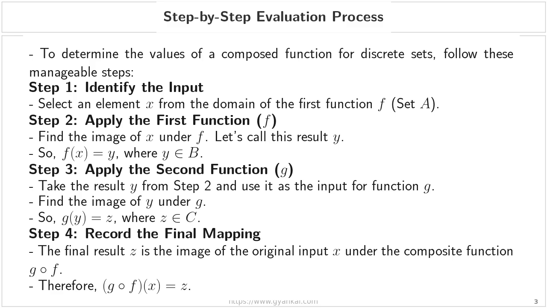Finally, we reach step 4, record the final mapping. This final result, Z, is the image of our original input, X, under the composite function, G circle F. Therefore, we can formally state that G circle F of X equals Z. By following this sequence, you have successfully mapped an element from the first set all the way to the third. In the next few slides, we will apply these exact steps to a real-world logistics example and a mathematical problem to see this process in action.